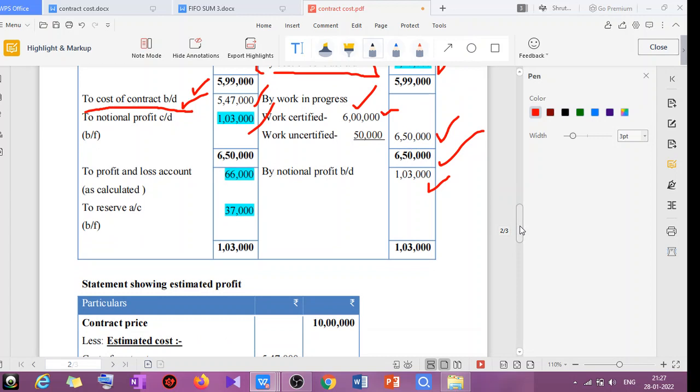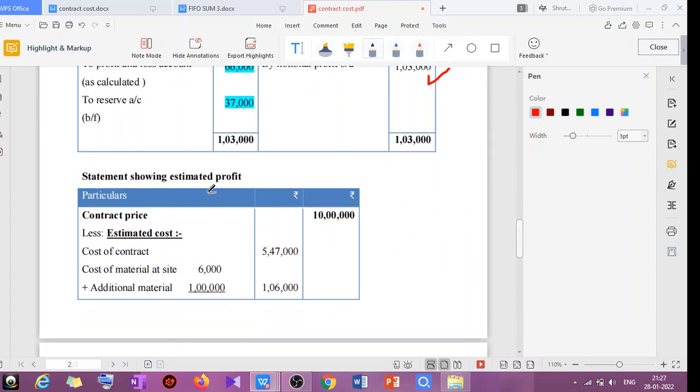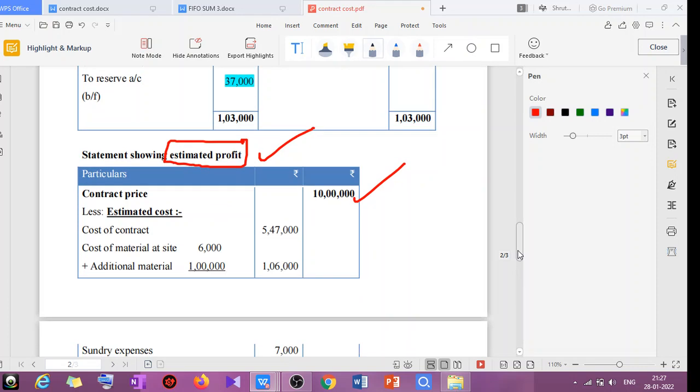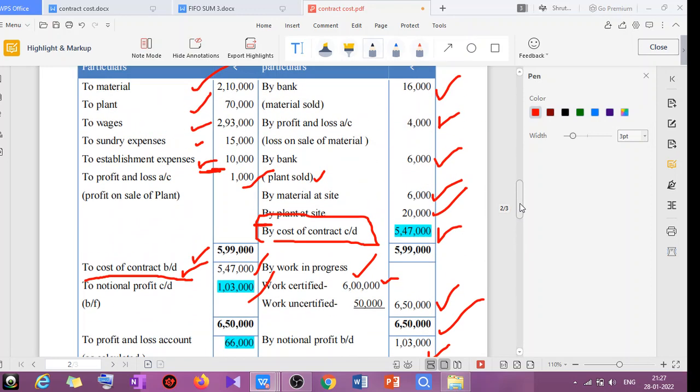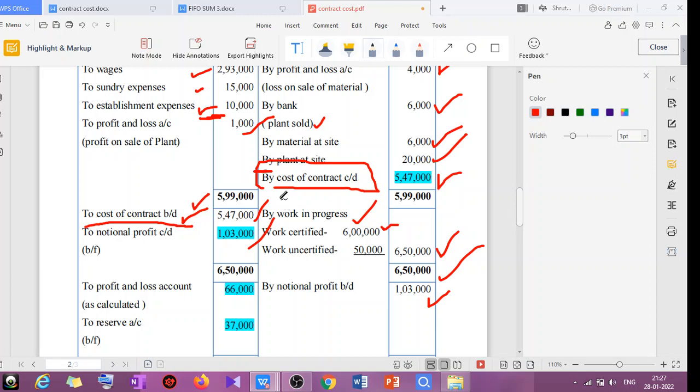Okay, then we'll go for the calculation, that is the statement showing the estimated profit. Now we need to calculate what will be the estimated profit. Okay, so your contract price is how much? 10 lakh. Contract price is 10 lakh minus estimated cost. For the estimated cost you have to mention all the estimated costs, that is the cost of the contract. So the cost of the contract we have calculated already, so that's why I have left it like this.